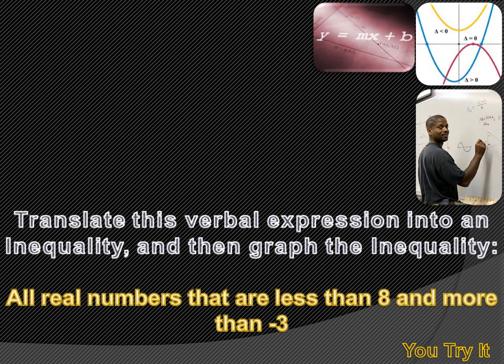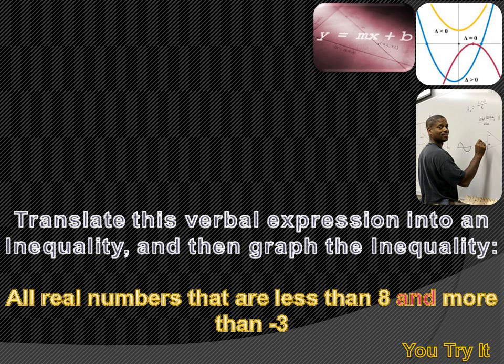All real numbers that are less than 8 and more than minus 3. Well, I can see two inequalities in there. I see all real numbers that are less than 8, and I see a second inequality, all real numbers that are more than minus 3. So we're going to combine these two inequalities to create a compound inequality, and we're combining them with an and. That means that to satisfy the compound inequality, my number x is going to both be less than 8 and also more than minus 3. I've got to satisfy both inequalities.